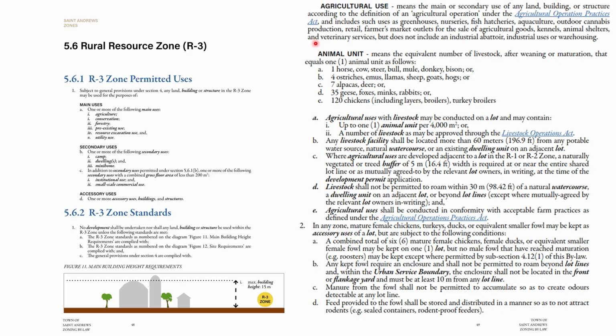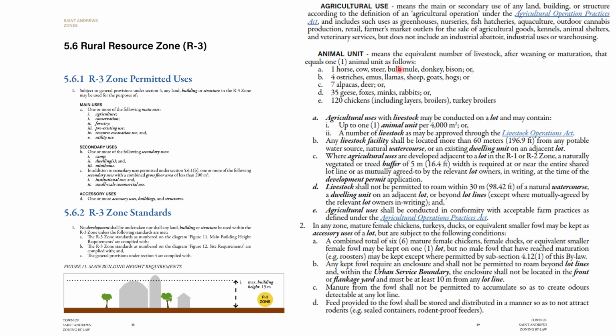So with this zone, it deals a lot with animal units, and those are based on the nutrient loads that come from the different amounts of manure that's produced by these animals. So it changes depending on the type of animal and generally how big it is. So one animal unit is one horse, cow, steer, bull, mule, donkey, bison, four ostriches, emus, llamas, sheep, goats, hogs, seven alpacas, a deer, 35 geese, foxes, minks, rabbits, or 120 chickens, including layers, broilers, turkey, broilers.